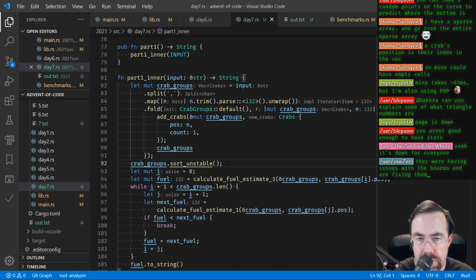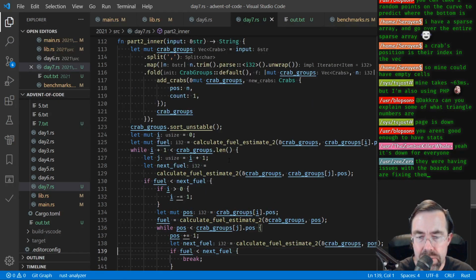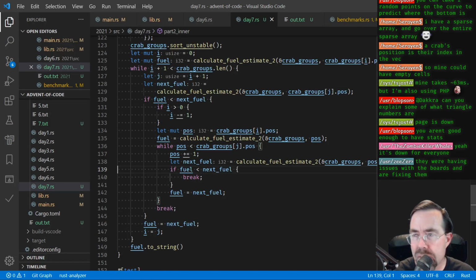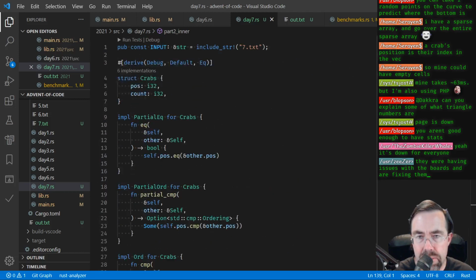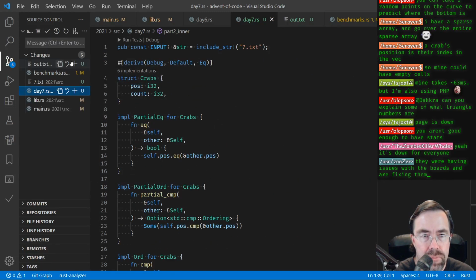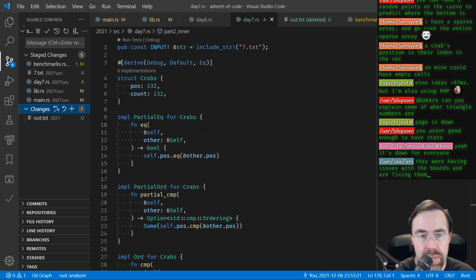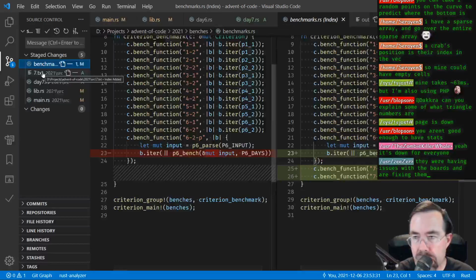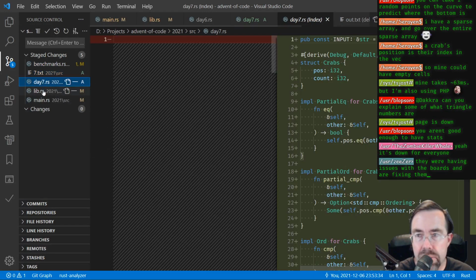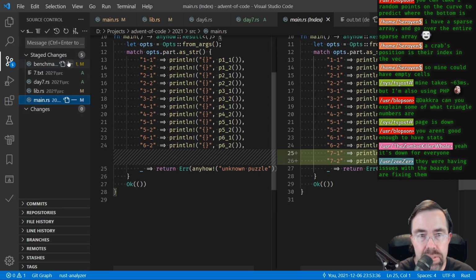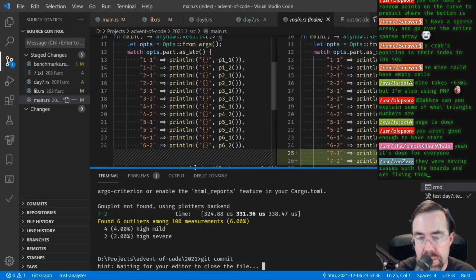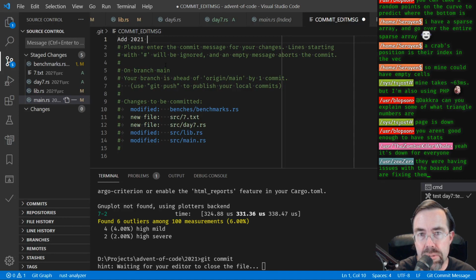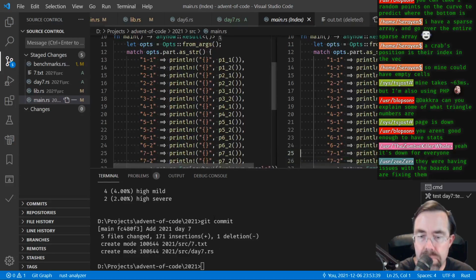What was I doing here? Oh, I profiled it, and I think I was just going to call it. Check this in. Oh, we don't want to check in the out file. That was a huge file. Let's delete that. Goodbye, lost forever. Added that benchmark, added that input, added the whole solution, day 7, looks good to me. Commit that, add 2021 day 7. Cool.